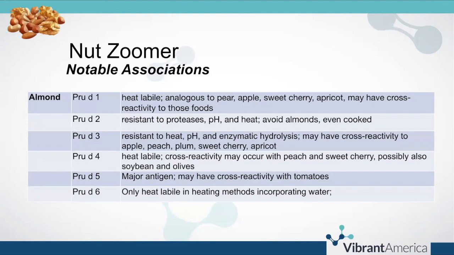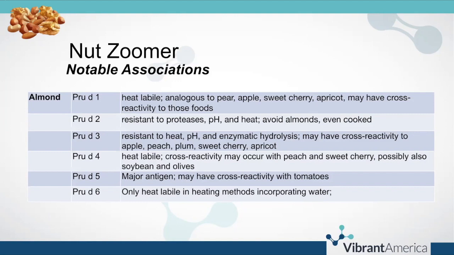Many different nuts have cross-reactivity or homology to certain other nuts, seeds, and fruits. And so when you have antibodies to that protein, we'll use PRU-D1, for example, it's highly analogous to pear, apple, sweet cherry, and apricot. So when eating almonds and a particular symptom is produced, that same symptom may be produced when eating pear, apple, sweet cherry, and apricots if this is the antibody involved in that particular inflammatory symptom. So just things to know.